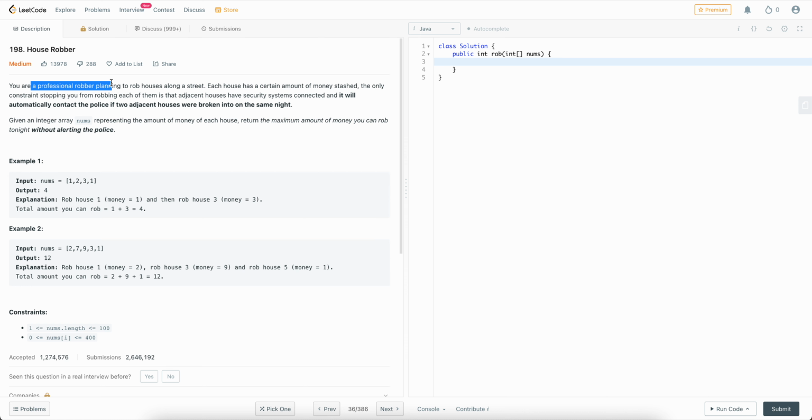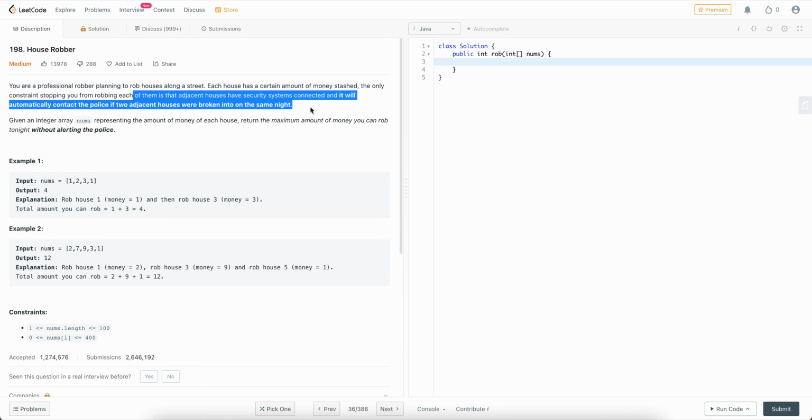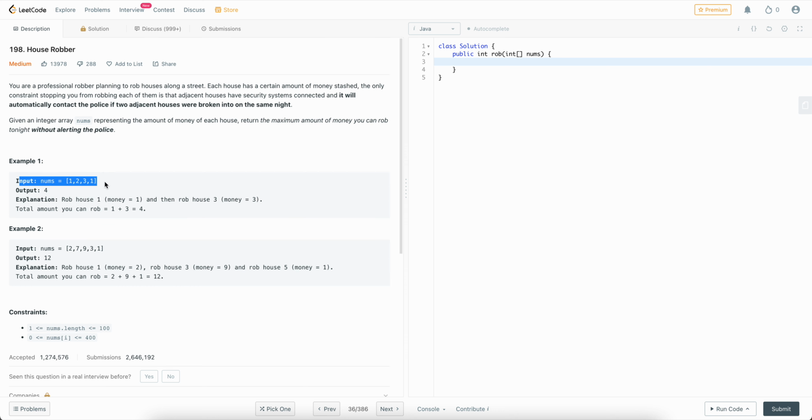You are a professional robber planning to rob houses along a street. So there are houses along a street, and each house has a certain amount of money, and the only constraint is you can't rob two adjacent houses because it'll alert the police and all that. So you're basically given an array of numbers. Each number represents the amount of money in the house, and the only constraint is you can't rob two adjacent houses. So in this case, if you rob one, you can't rob two, and so you rob three, and so 1 plus 3 is 4.